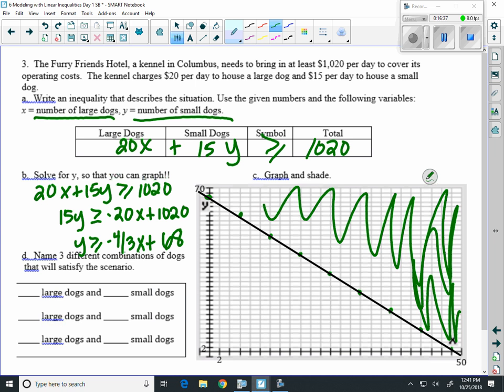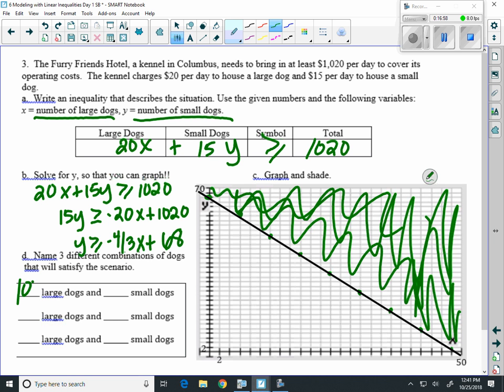Think about it this way. Are they going to limit the amount of money that comes in? No, right? They're like, yeah, bring it all in, right? If we make more than $1,020 a day, bring it on, okay? They want that. So that's why we shade up here, because really, that amount of money could continue to grow and grow. So you can make these huge numbers, like 100 large dogs and 50 small dogs.